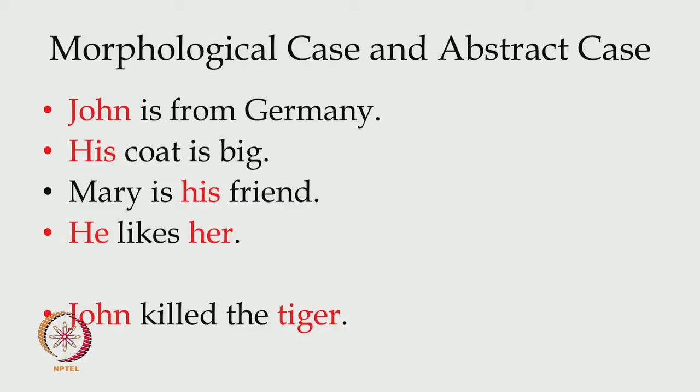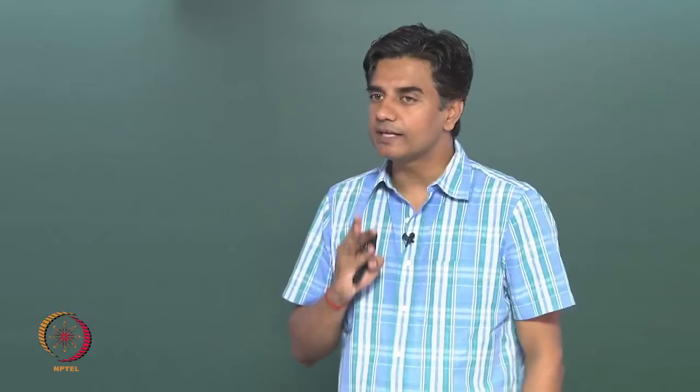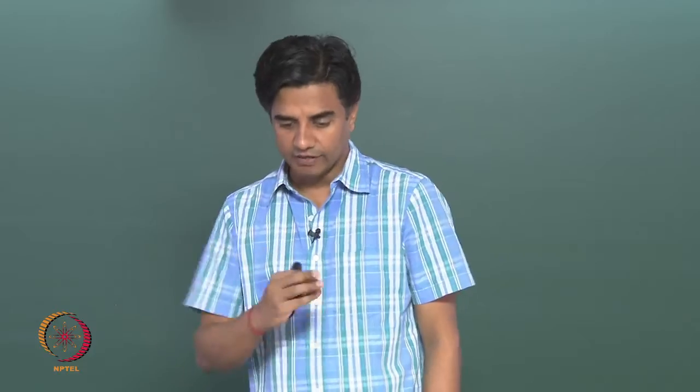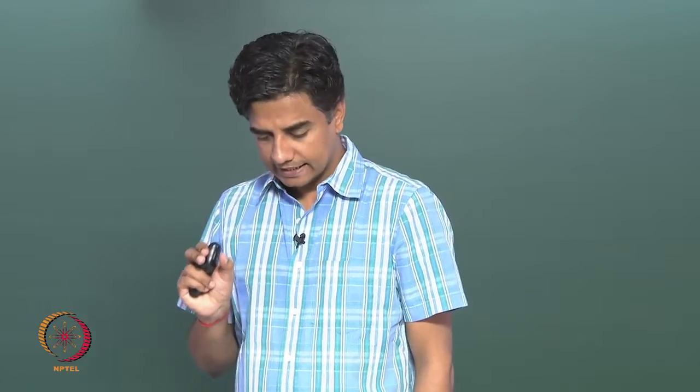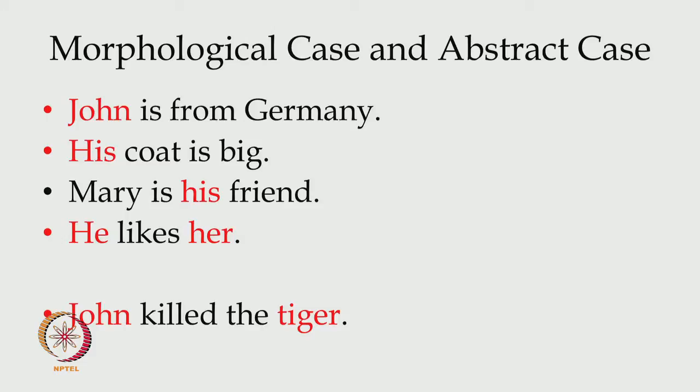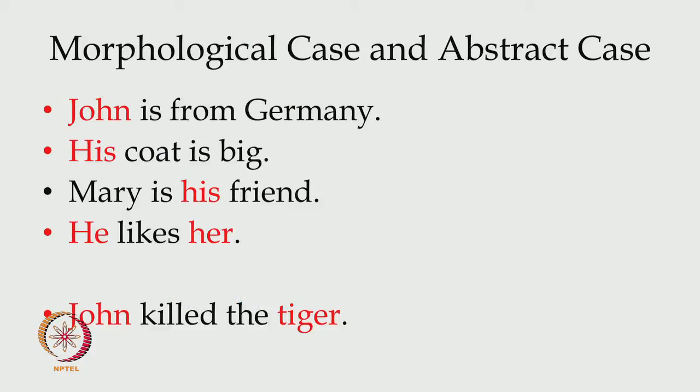Now look at the next sentence. Mary is his friend. Mary is nominative case. What about the other NP? That's a possessive case. So we cannot say Mary is he friend. Okay, and finally, the last sentence, I'm trying to use both pronouns in this sentence. He likes her. Now, the pronoun he, and look at the pronoun her. Can we say he likes she? No. Can we say his likes her? None of these things are allowed in English. The reason being, he is a nominative case. He is the form in the nominative case, and her is the form in the objective case.